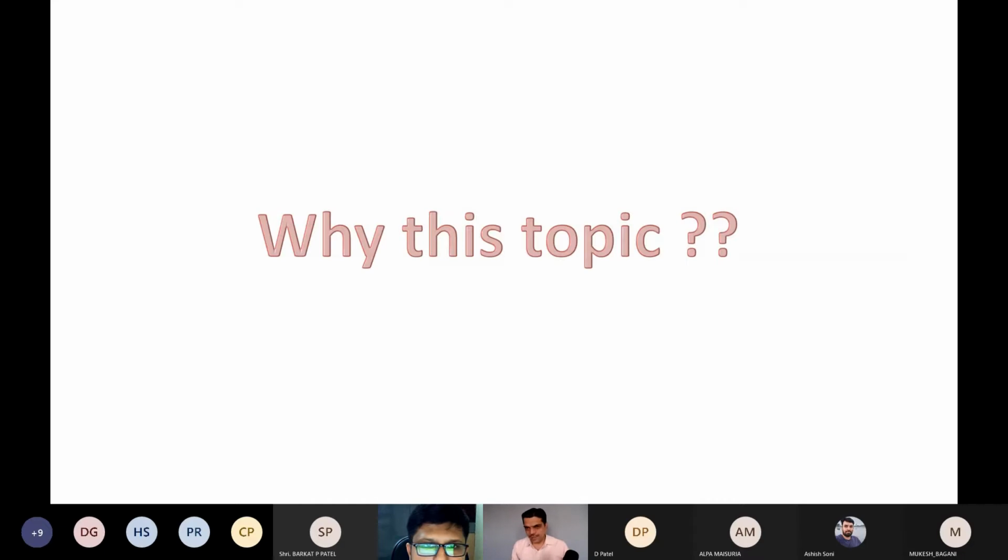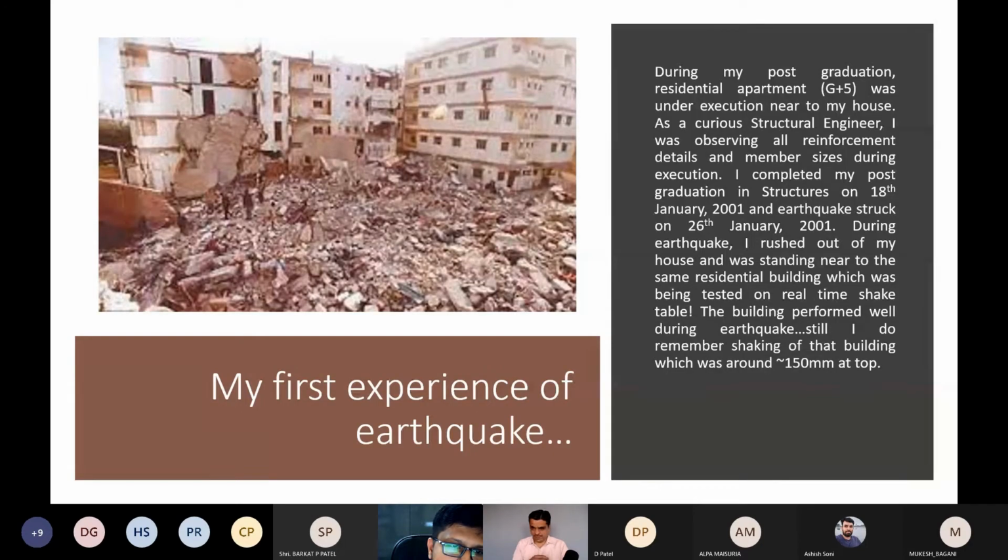So why is this topic considered? Whenever I was doing structural design for any structure, starting from, let's say, 2002, as we all know, in 2002 there was a first revision in the earthquake resistant design code. That was an immediate reaction after the Gujarat earthquake in 2001, which was quite an unfortunate event.